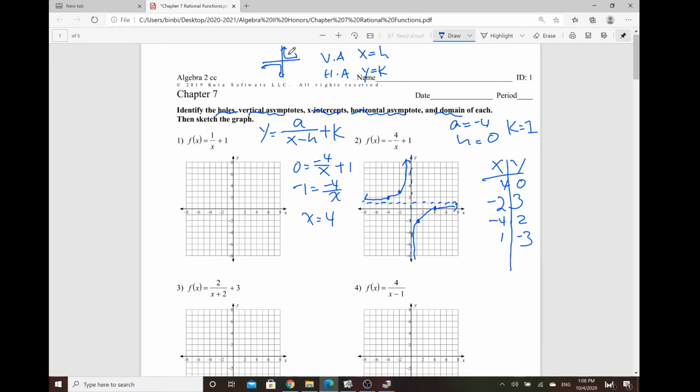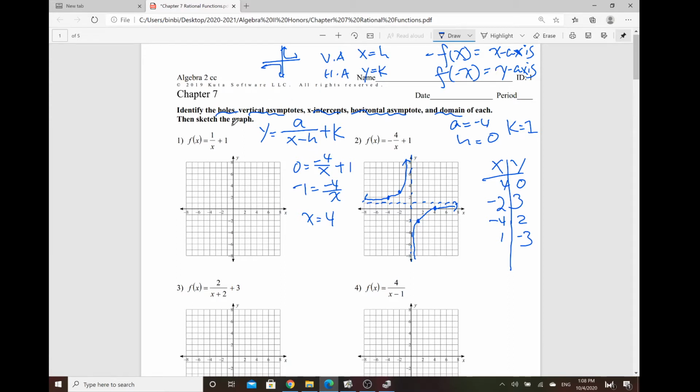Again, you might be wondering, how come the graph doesn't match the parent graph? Because of the negative sign, the reflection. Anytime you see a negative f of x, it's always a reflection over the x-axis. If you see f of -x, that would be a reflection over the y-axis. Okay, so be careful with this.